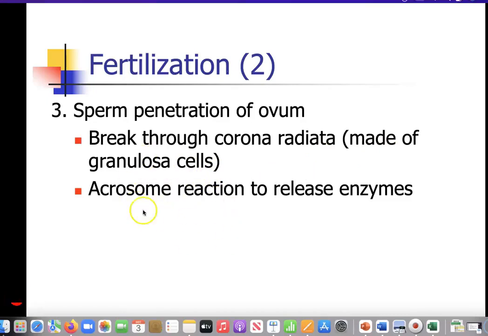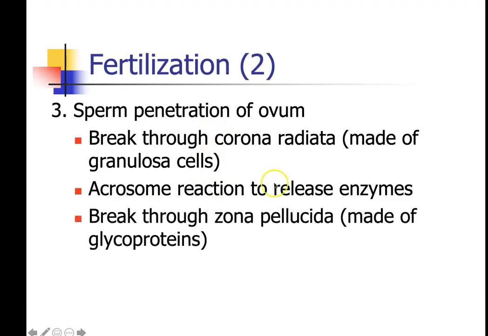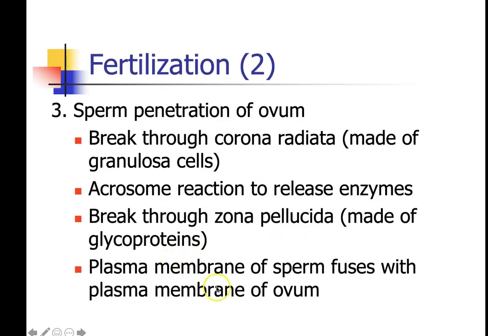So the acrosome's primary job here is to release enzymes to allow penetration of the ovum. And then the sperm has to break through a zona pellucida, which is a layer that's made of glycoproteins. And finally, there's fusion of the plasma membrane of the sperm with the plasma membrane of the ovum.